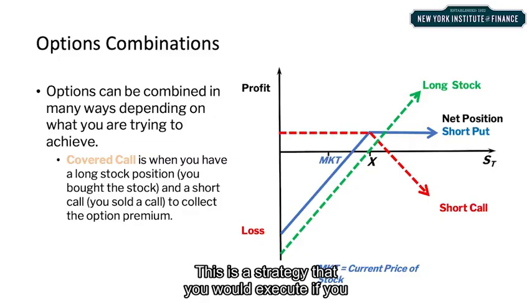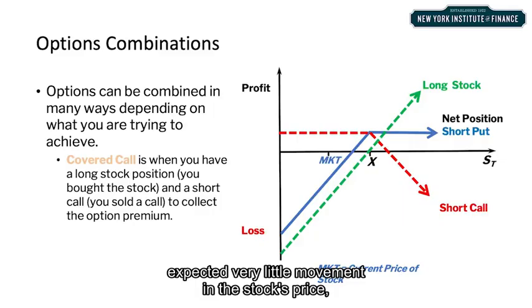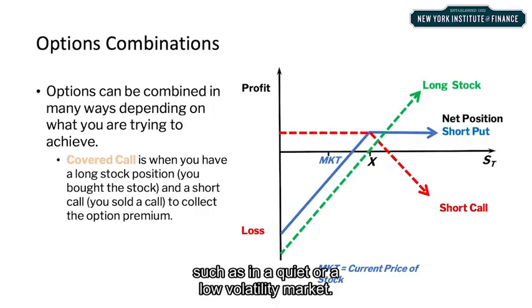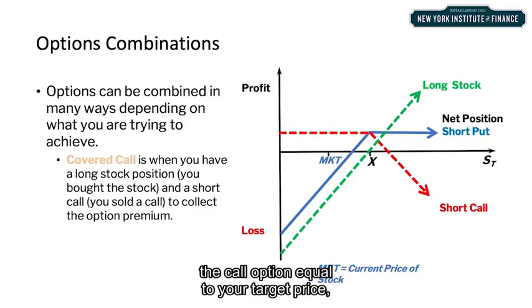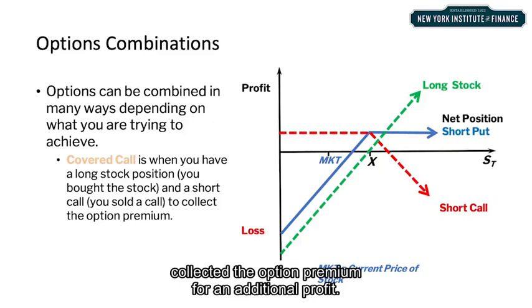This is a strategy that you would execute if you expected very little movement in the stock's price, such as in a quiet or a low volatility market. You could also use this strategy if you have a target price at which you want to sell your stock. By setting the strike price of the call option equal to your target price, you'll automatically sell your shares at the target price, plus you'll have collected the option premium for an additional profit.